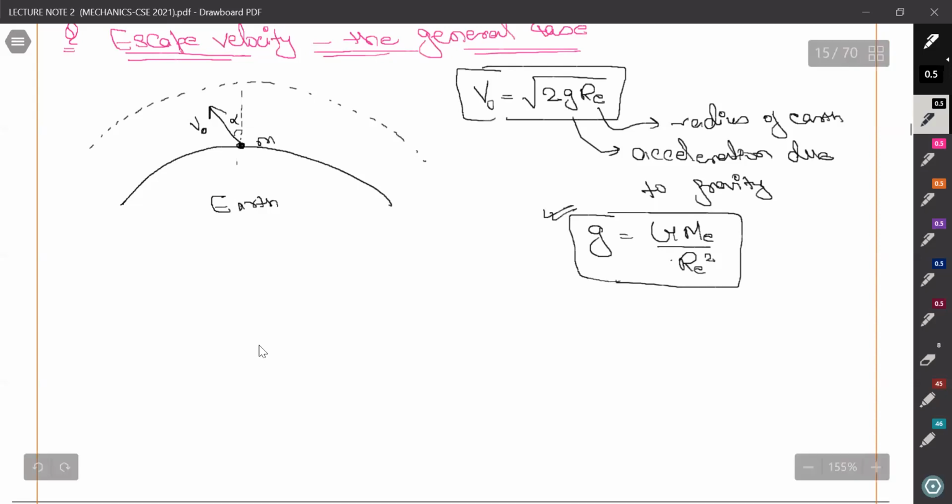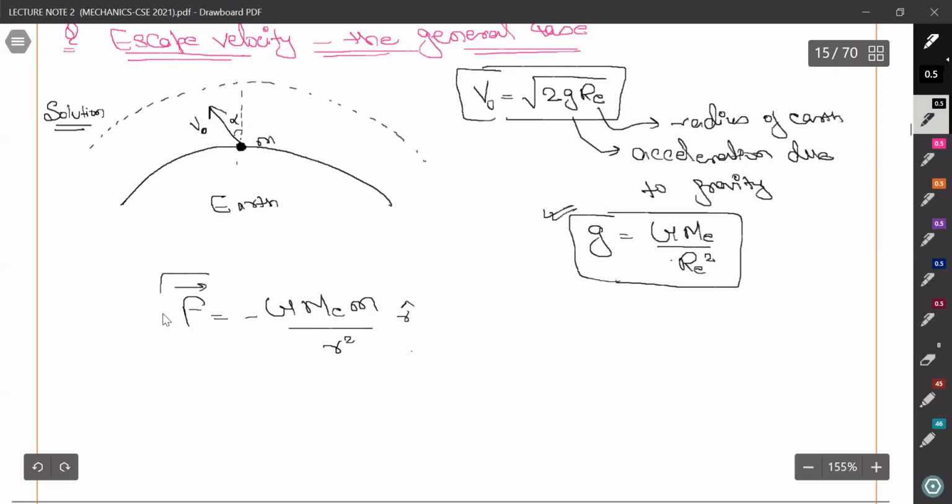That's the better word. So the force on the mass m, I'm not writing solution because it is already given here. If I write the force here, the force on the mass small m will be equal to minus G Me m upon r square r cap. This is the gravitational force. Minus means this is attractive in nature. Also, we need to find the work done, and work done is equal to change in kinetic energy. We are going to show that also.